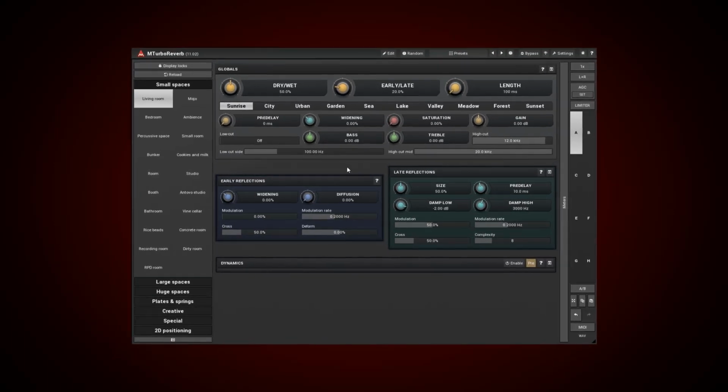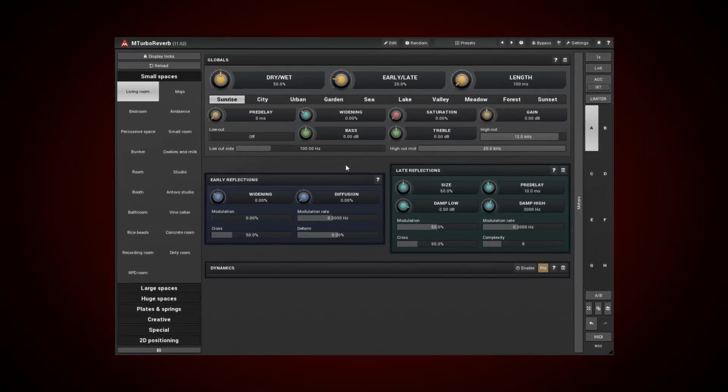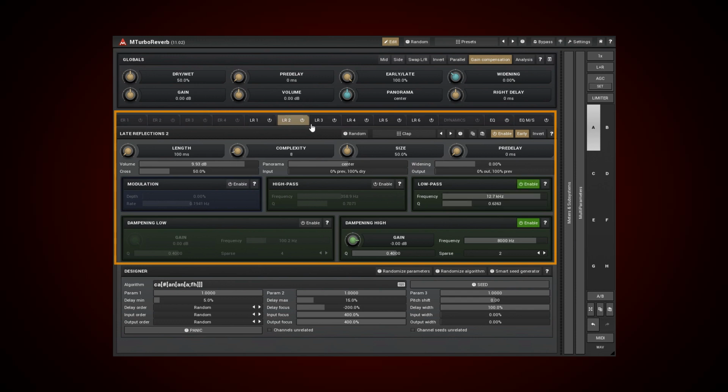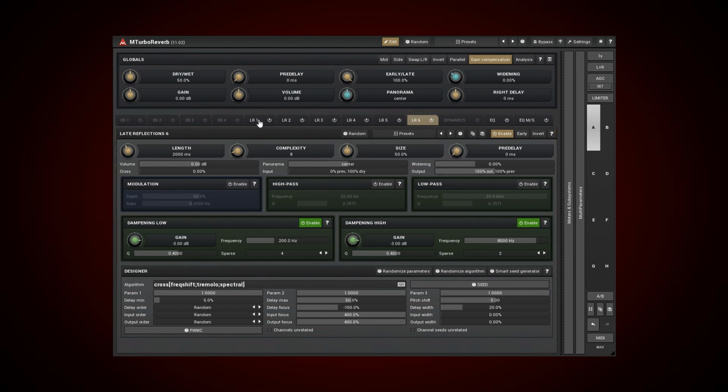This time we're going to discuss its major part, the late reflections generator. That is the part that influences the reverberation most of all. As you can see, there are 6 of them working in parallel. The generator is built upon a very complex feedback delay system, and if you know how to control it, you can even write your own algorithm.